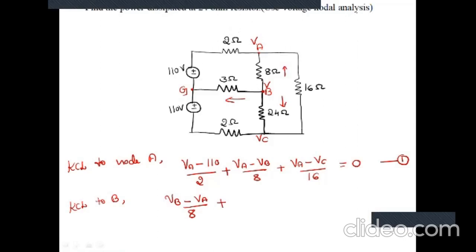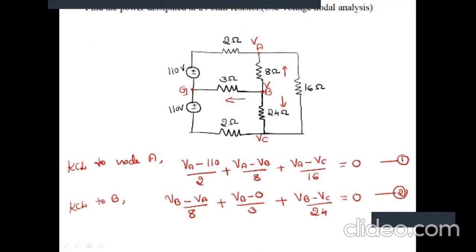And what is the voltage at ground? That is 0. So I will directly write it as VB minus 0 divided by 3, plus the next one, VB minus VC divided by 24 is equal to 0.